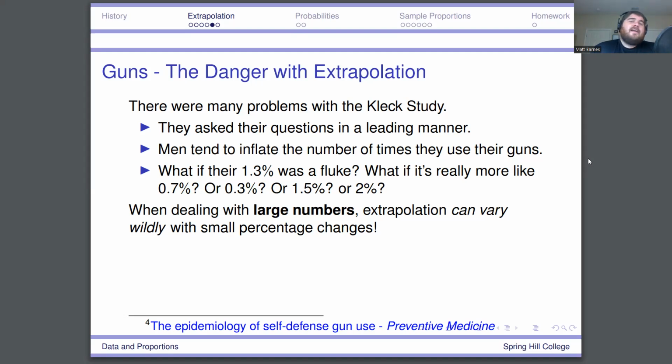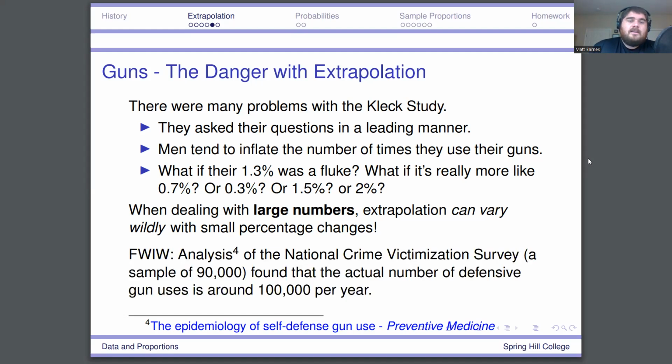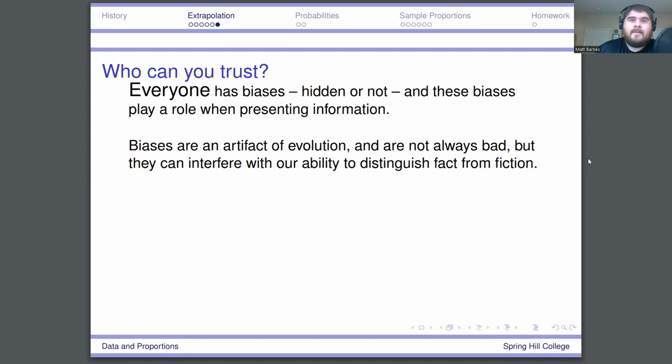So there's a lot going on here with regards to how those small percentages can play a large part when we extrapolate like this, right? So a second study, an analysis of the National Crime Victimization Survey, which had a sample of 90,000, found that the actual number of defensive uses for guns is around 100,000 per year, not the number that the CLEC study gave us. So it's pretty clear from these two studies that there are certain biases that pop up when people are investigating things like this, right?